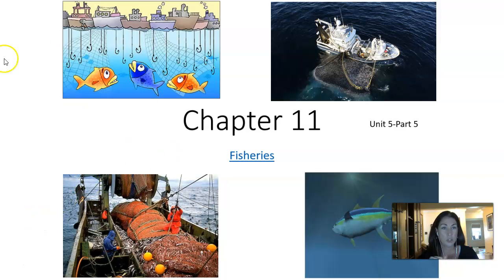Now here, this diagram just shows a couple of things. This picture up here is just to show you the scale. This is a very large boat, and this is likely a purse seine. This is one of the methods we'll talk about that is able to capture giant schools of fish. And this is what it looks like once you bring it up on the boat. So these nets are just filled with fish.